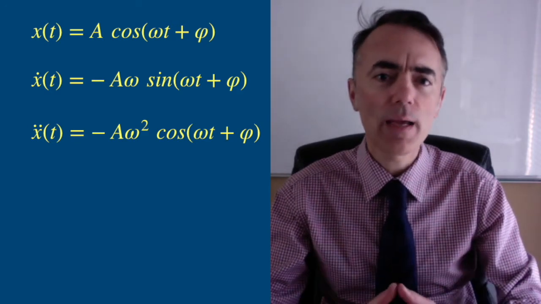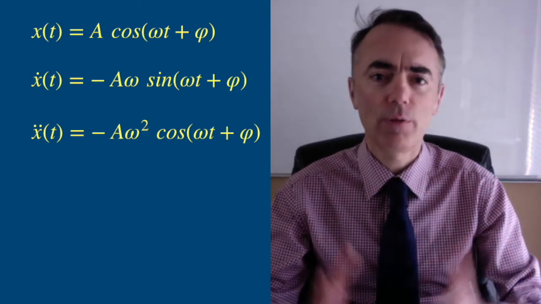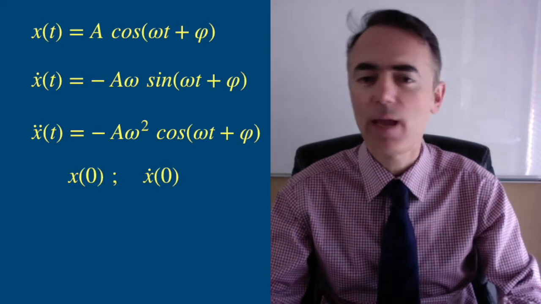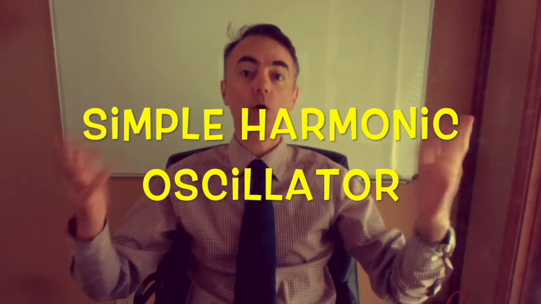The constants A and phi are determined from the initial conditions for the position and velocity. Well, this solution is known as the simple harmonic oscillator. Now, remember when we talked about the pendulum?